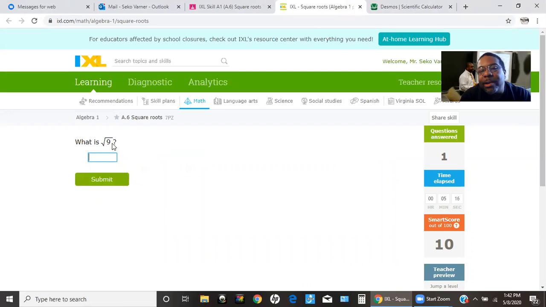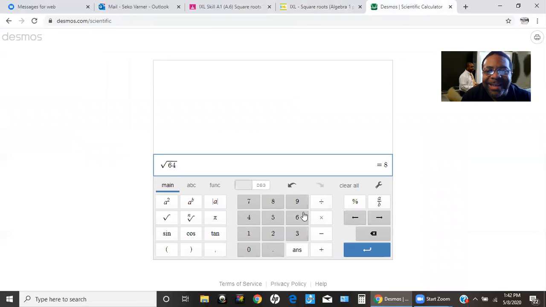Now, I know off the top of my head that this is the square root of 9, which is 3, but I'm going to go ahead and check it with the square root sign and 9. How do I know this? Because if you memorize the multiplication tables, 3 times 3 is 9.